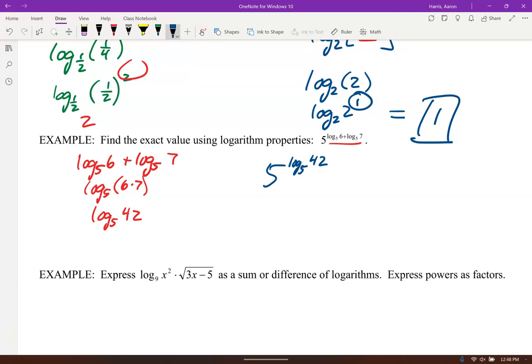Well, remember, they undo each other. 5 to the x and log base 5 are inverses. So 5 to the log base 5 of 42 is just 42. They're just going to undo each other, leaving you with that 42.